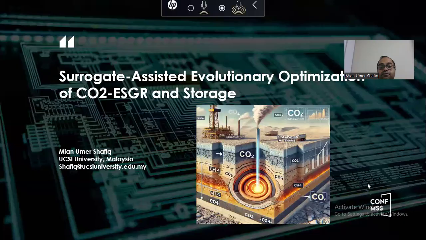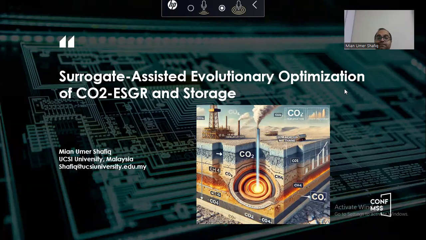So I'm going to present today about my research, which is based on CO2 storage, and the topic of my research is surrogate-assisted evolutionary optimization of CO2 ESGR and storage.